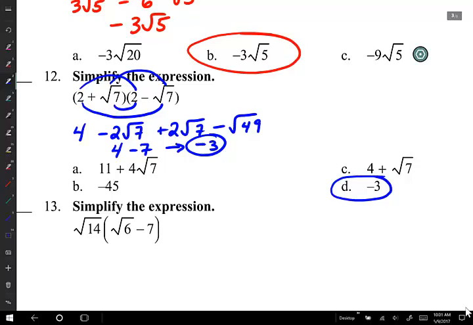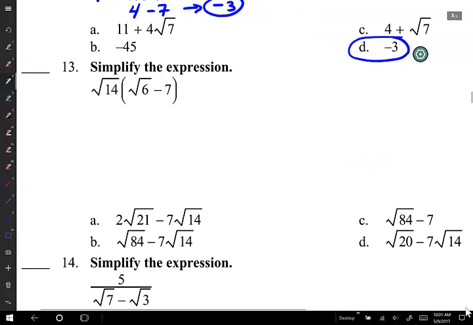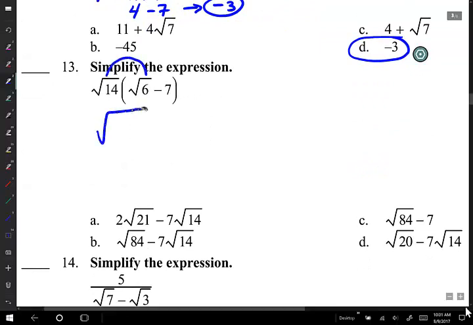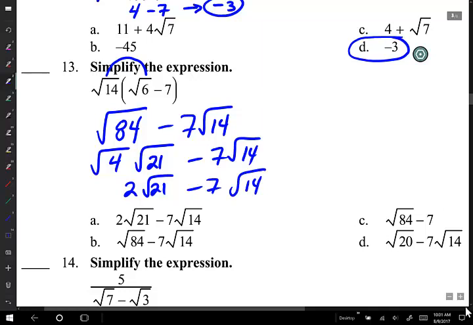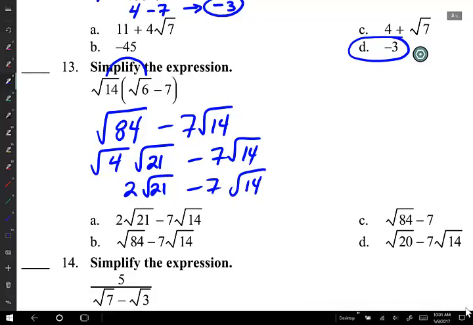Number 13, we're asked to distribute by simplifying. So 14 times 6, you could use your calculator and you could see that that was 84, minus 7 root 14. Now, 84 I know is 4 times 21. And the square root of 4 is 2. And now we look at our problem and say, hey, can you combine those two? Can you combine the square root of 21 with the square root of 14? No. Definitely not. So that's my answer, just like that.